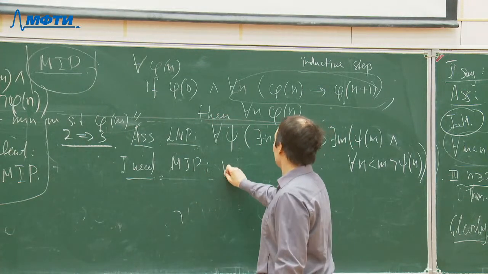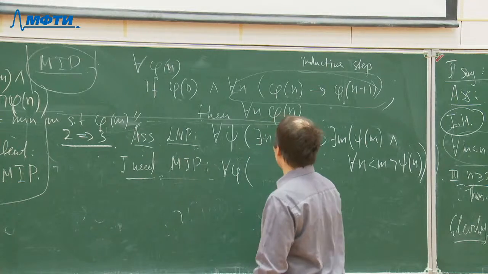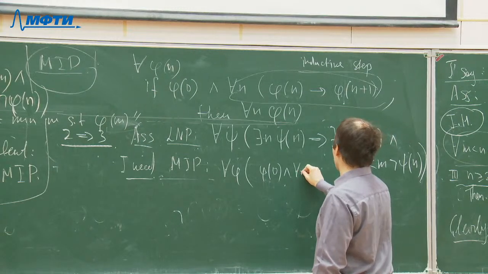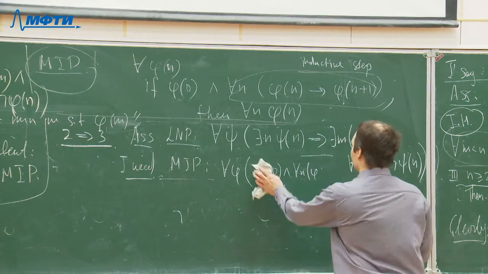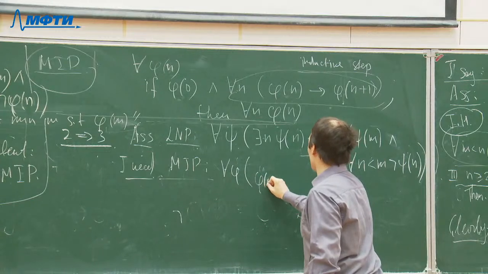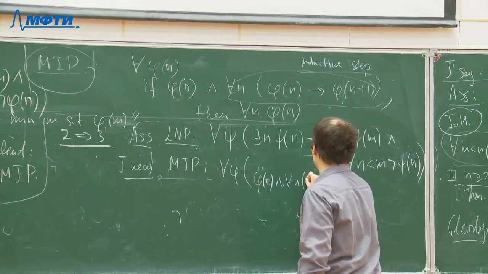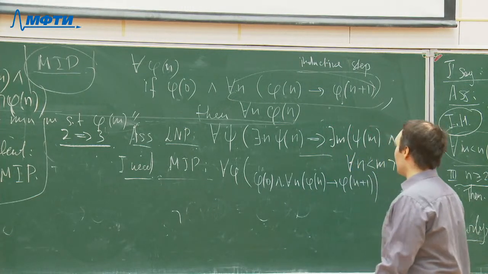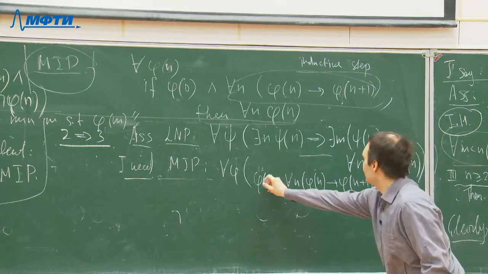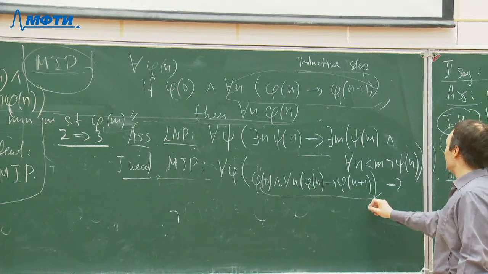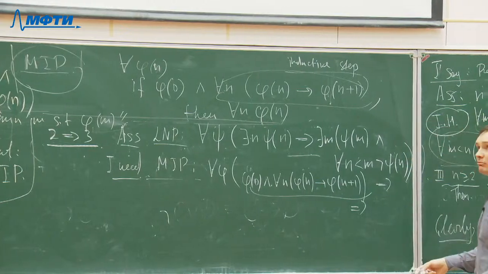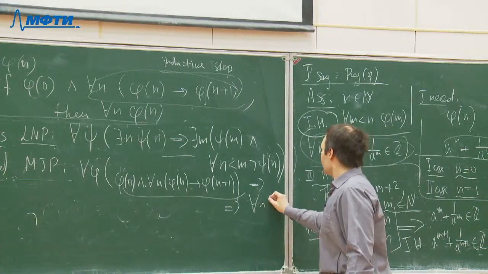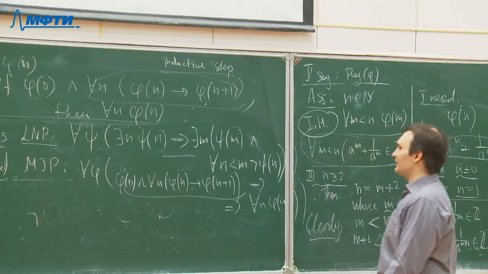What's MIP? For each phi, if phi of 0 holds, and our inductive step holds, then if these two hold, then every number satisfies phi. This is the same arrow, just another way to draw it.